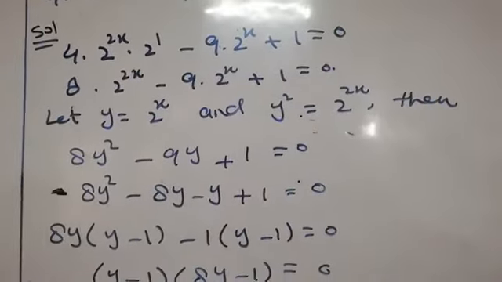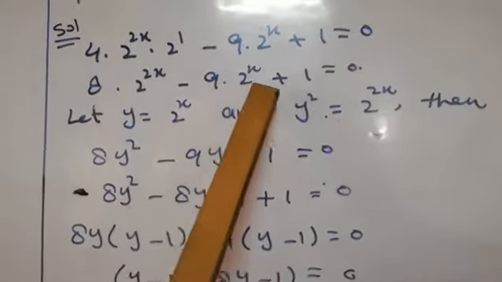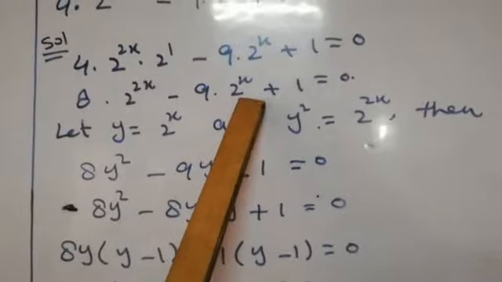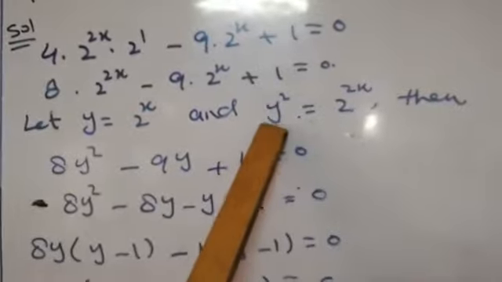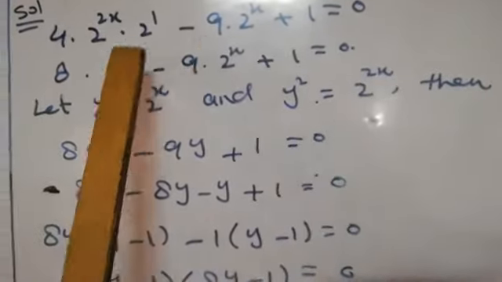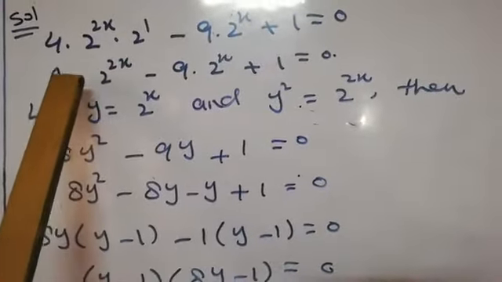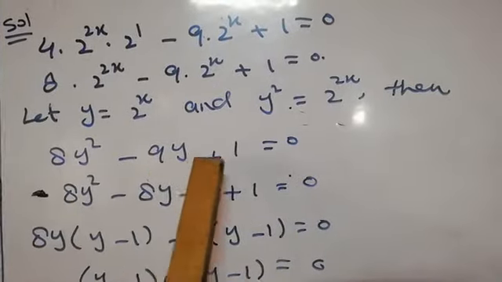Now we will put y is equal to 2 raised to power x, a smaller value. When we take the square, it becomes y square is equal to 2 raised to power 2x. So this equation becomes 8y square minus 9y plus 1.